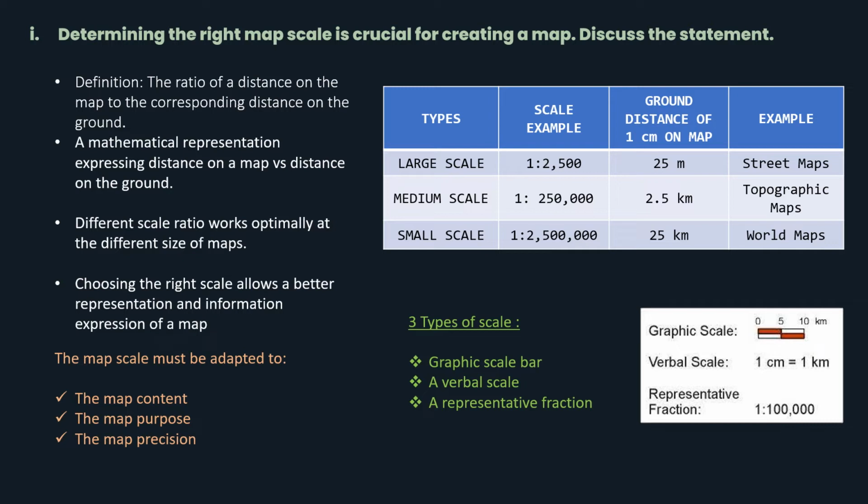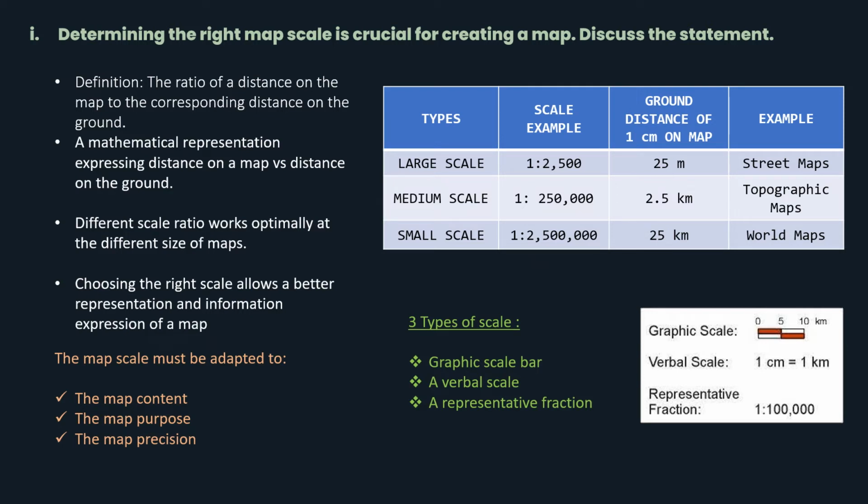So, what is the graphic scale bar? We can see the example on the slide. A graphic scale bar consists of a straight line which is divided into lengths that represent given distances on the surface. For the verbal scale, it is stated in words. The units are usually mentioned in this type of scale. For example, 1 centimeter equals 1 kilometer. It means that 1 centimeter on the map is equal to 1 kilometer on the ground.